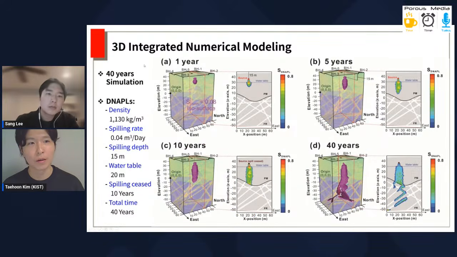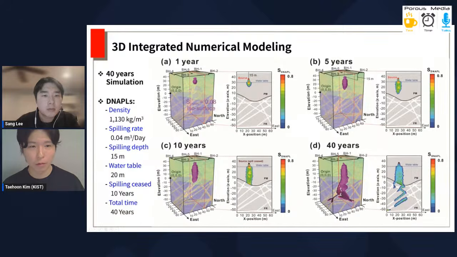And after the integrated model was built, we performed the numerical simulation over 40 years. We assume a hypothetical DNAPL release at a depth of 15 meters. During the first 10 years, as you can see, the DNAPL plume migrates downwards, driven by gravity. And here you can see the heterogeneity in porosity and permeability. Also, there are some zones of delayed migration near the water table because of the buoyancy or viscosity resistance of the groundwater.